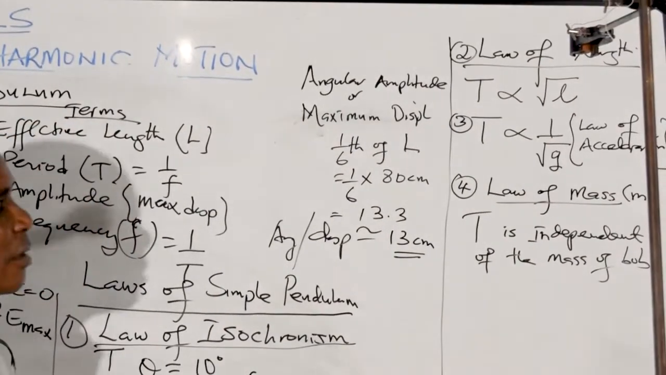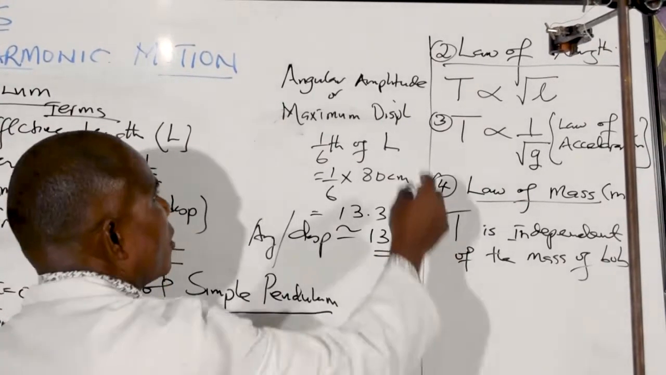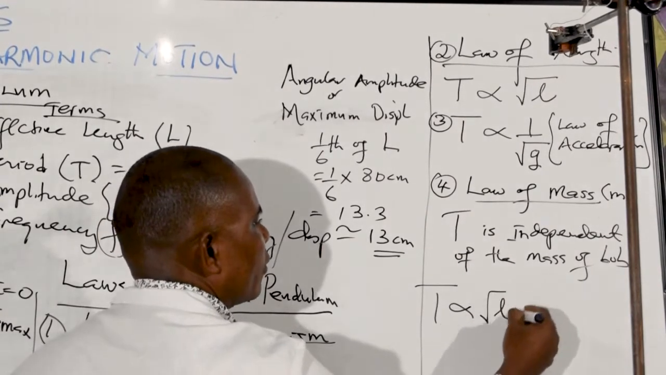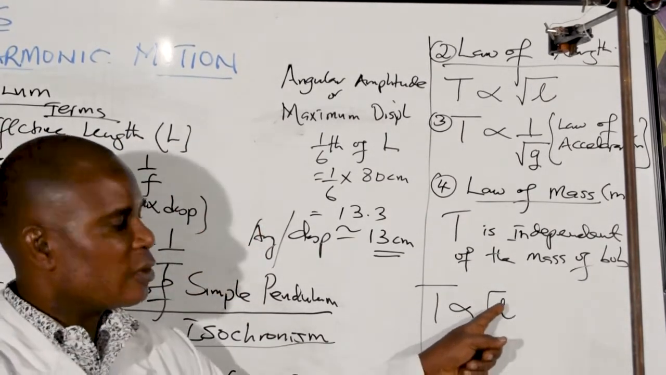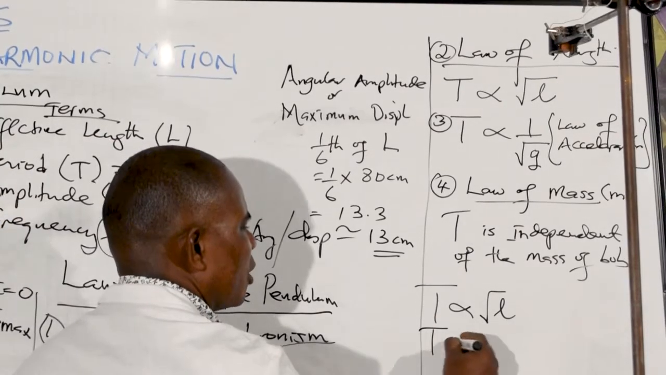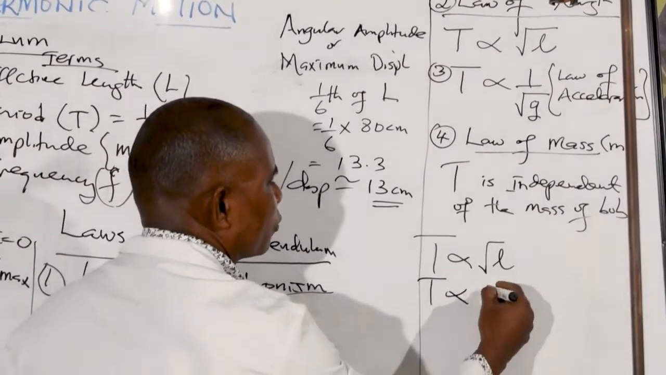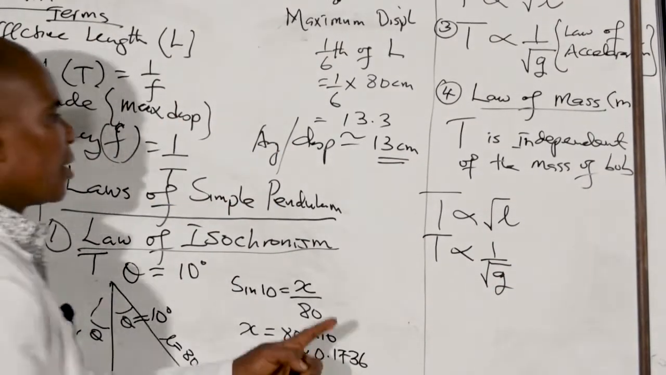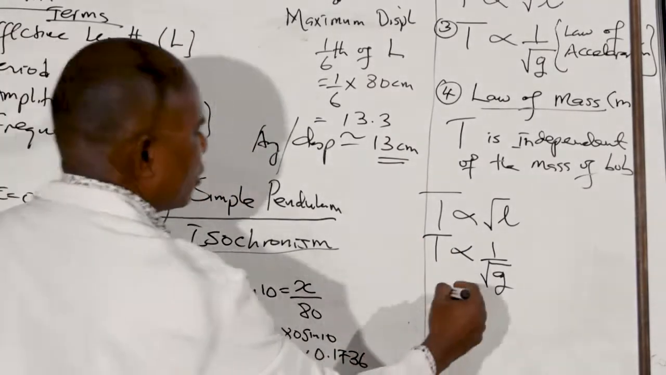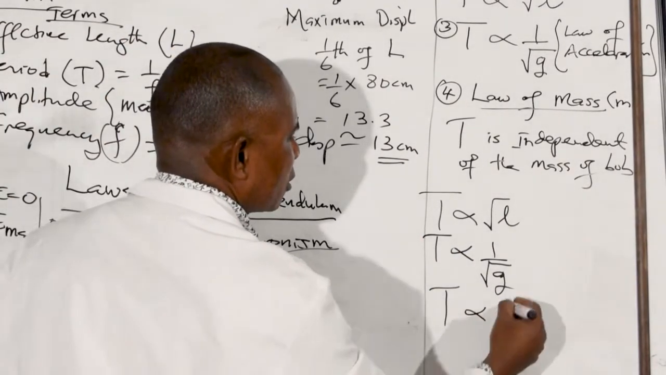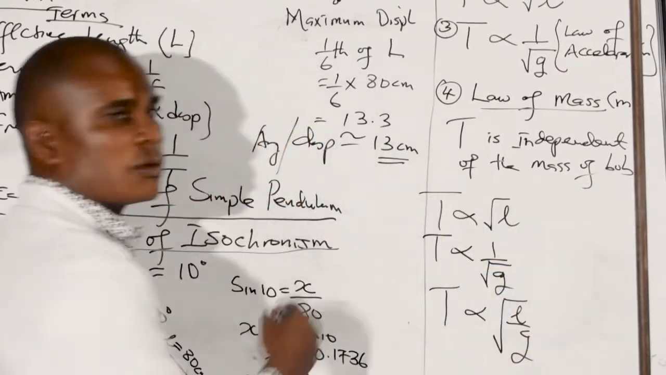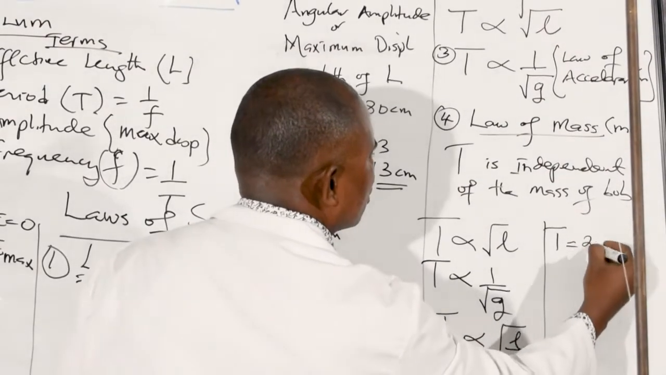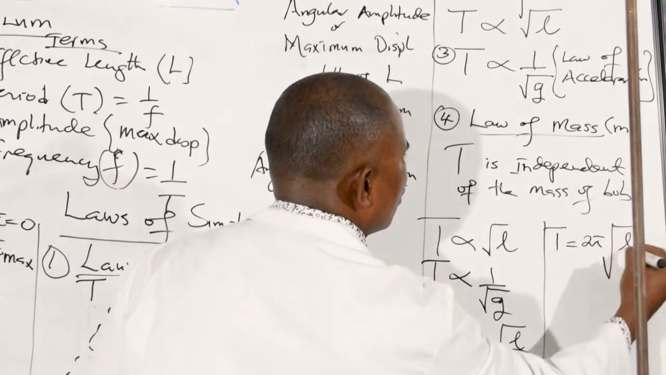So we now look at this. Since this is independent, we can now put the three together that are connected. The period is directly proportional to the square root of the length, and the same period is inversely proportional to the square root of the acceleration due to gravity. So we can now put the two in perspective, and we'll try to connect them by joint variation. This is L over G. So by extension, if we move the proportionality sign, we'll now have a constant. That constant is 2 pi, and we'll have the square root of L over G.